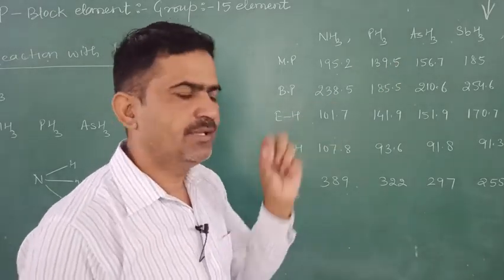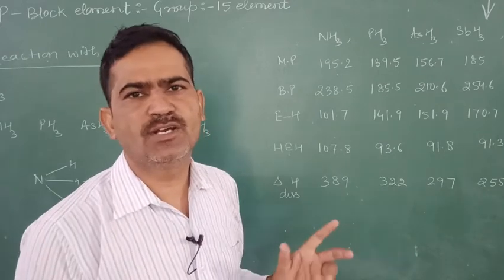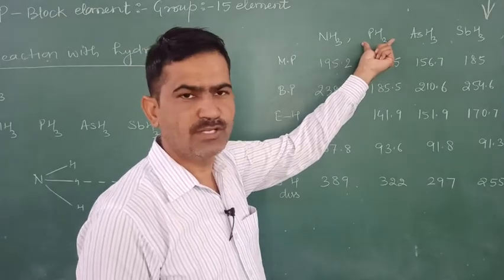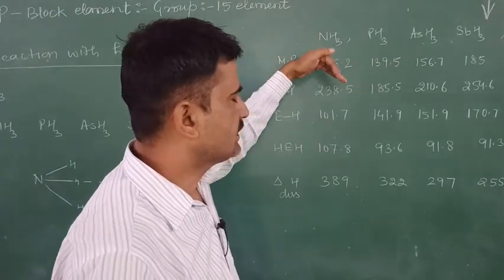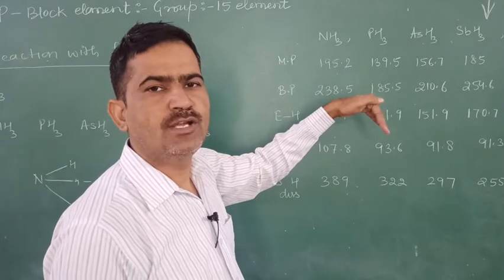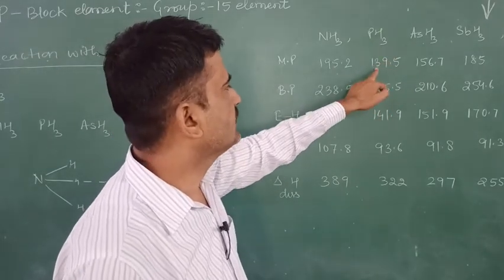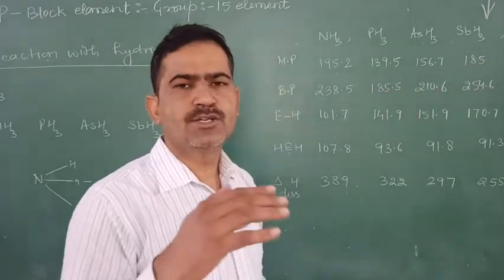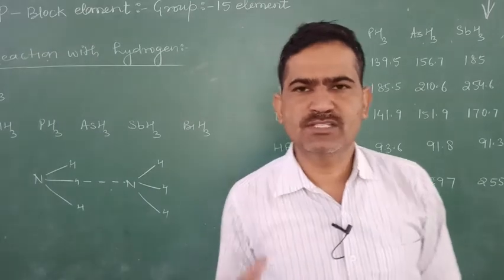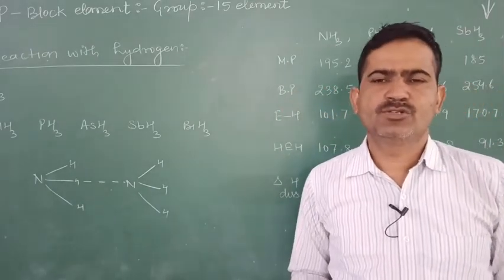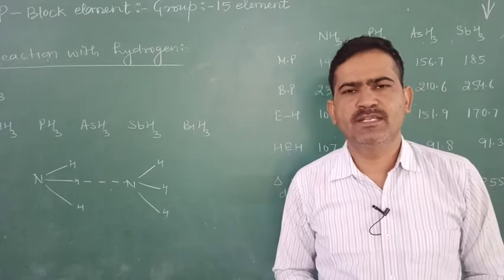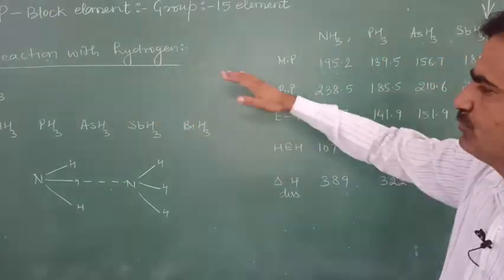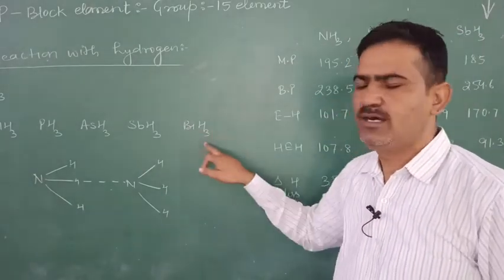Why this sudden dip in the melting point? It is due to the absence of hydrogen bonding. Hydrogen bonding is not present in the case of phosphine. So the melting point first decreases from ammonia to phosphine, and then it increases again: 139.5, 156.7 and 185. It's due to van der Waals forces, because the size of the central atom increases, so their surface area and molecular mass regularly increase. That's why their melting point regularly increases while moving down the group in the hydrides.